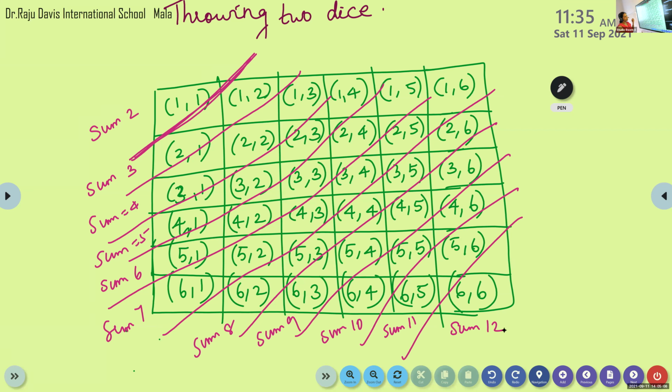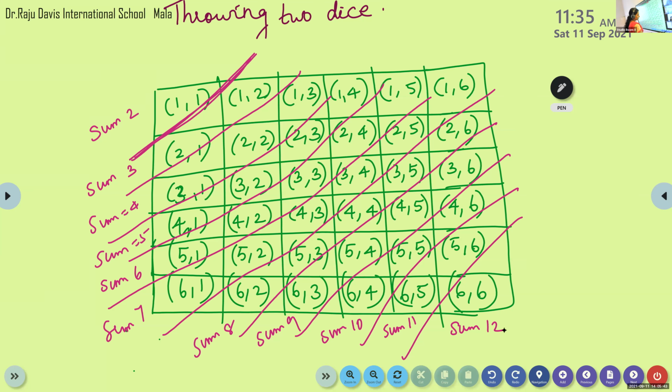What is the probability of getting sum 5? What is the answer? Aman, can you give the answer? Probability of getting sum 5. 1 by 12. So without simplifying, can you give the answer so that they can also understand? Is it 1 by 12? 1 by 12 means?